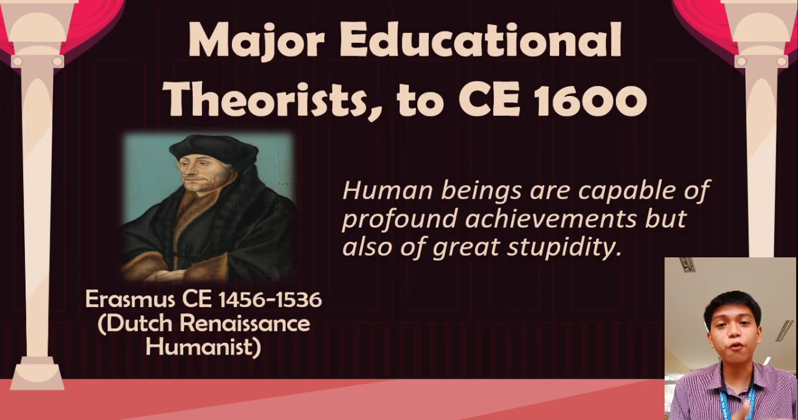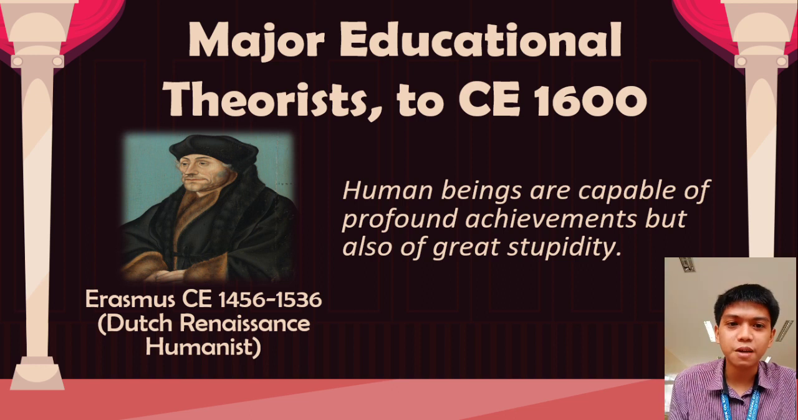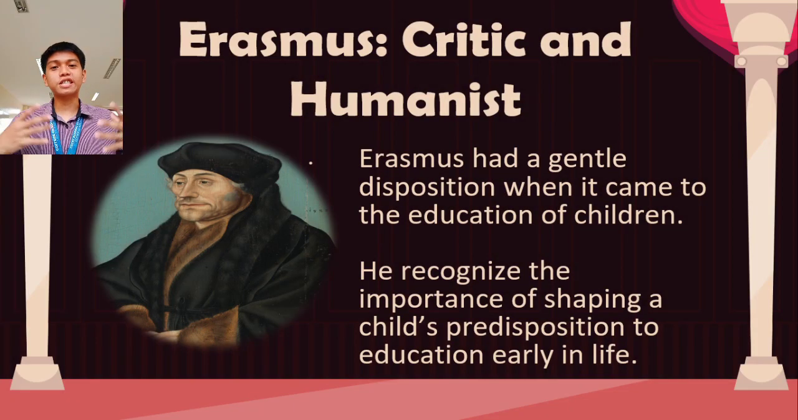The next is Erasmus, from 1456 to 1536 CE. He is a Dutch Renaissance humanist. He believes that human beings are capable of profound achievements, but also of great stupidity. Erasmus is more focused on Christian orientation, which means that the educator or the teacher acts as the social and intellectual critique. So now let us expand our understanding of Erasmus, critique, and humanist.